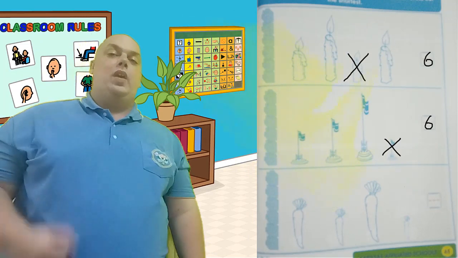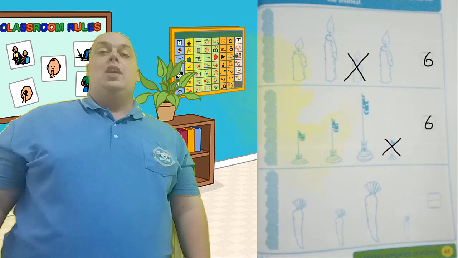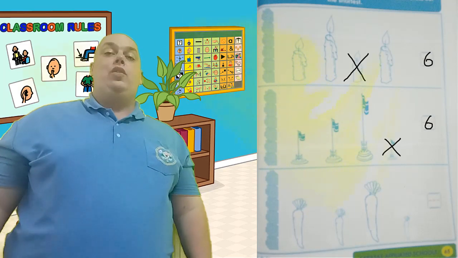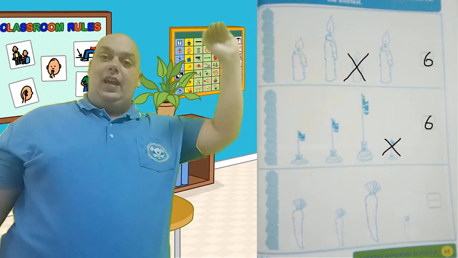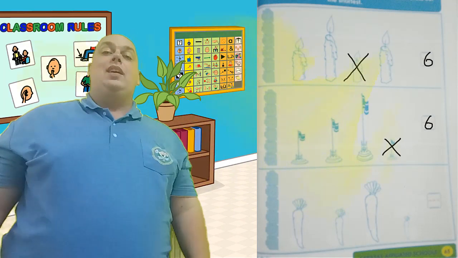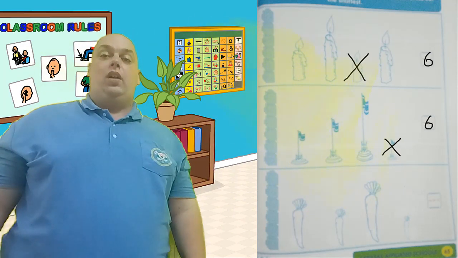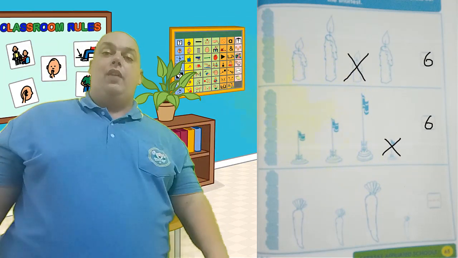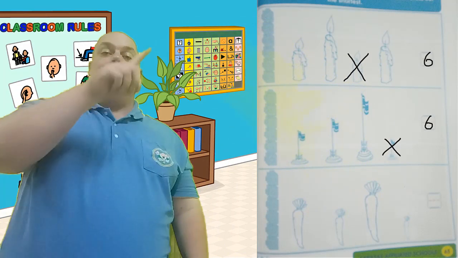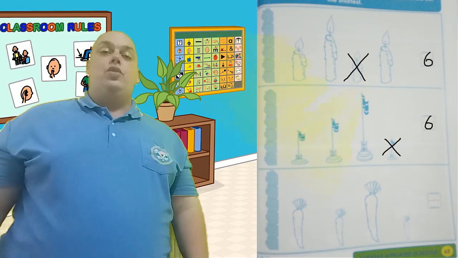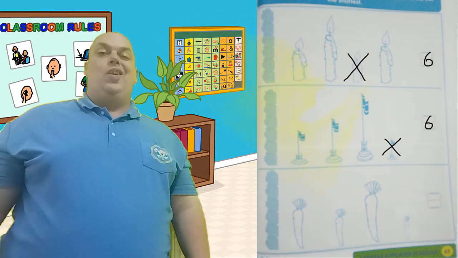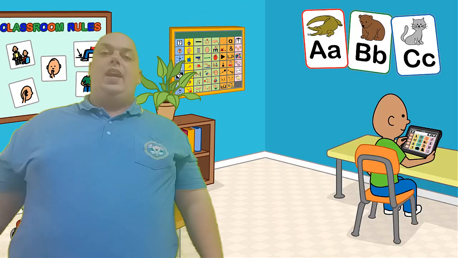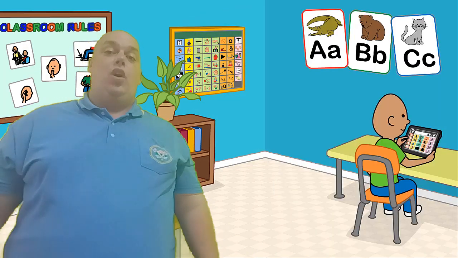Okay, now I think you understand what you need to do now. So the carrots, I want you to do by yourself. I want you to find the tallest carrot and then count how many blocks tall it is. Then I want you to find the shortest carrot and I want you to cross it out. Can you do that? Okay, great job.